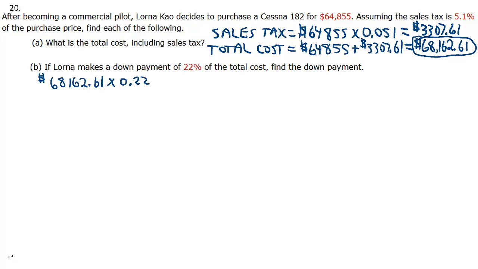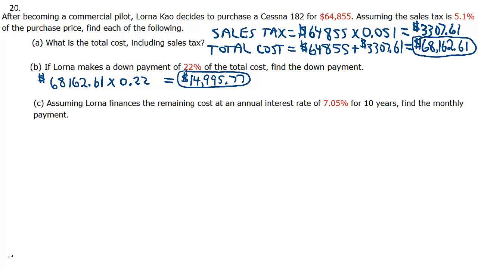find the down payment. So all we have to do is take 22%, which is 0.22, 22% of $68,162.61. And if you multiply, you'll get $14,995.77. So Lorna made that down payment on the total cost.